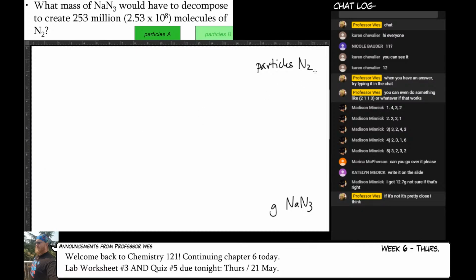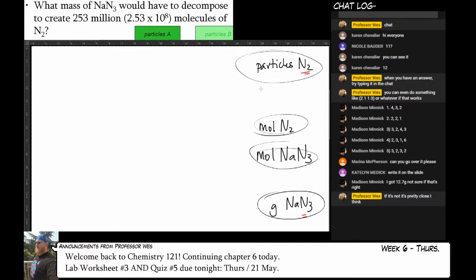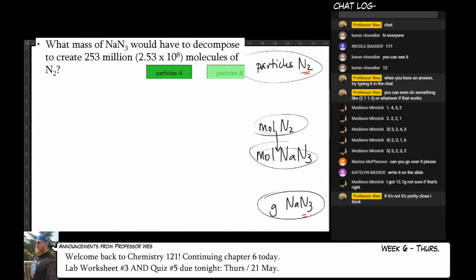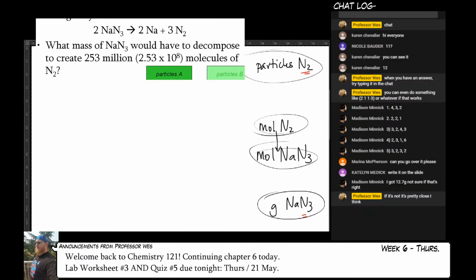So just like before, I need to set up my mole-to-mole ratio, and I need to do it with these two things. So let me write those in the middle. Mole N2, mole NaN3. And we'll start by making this connection by using the balanced chemical equation. Let's do that.